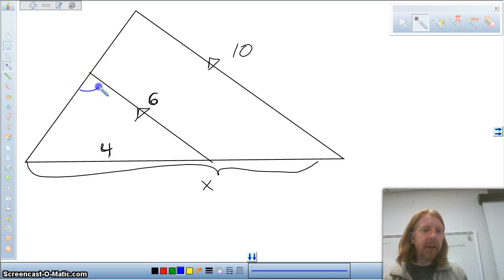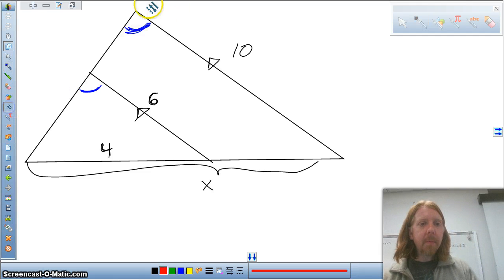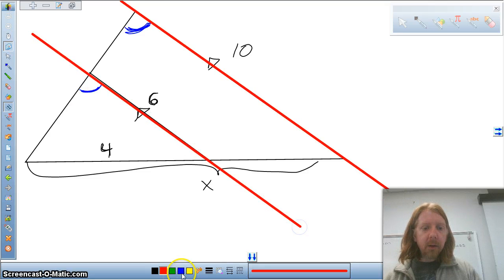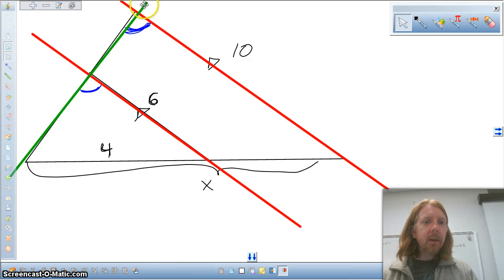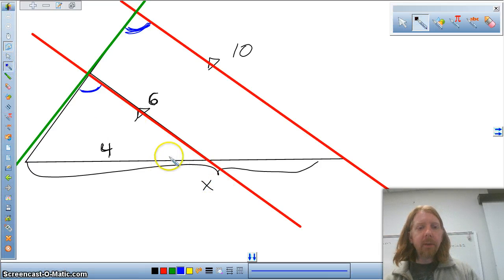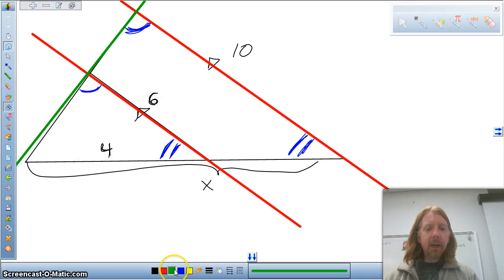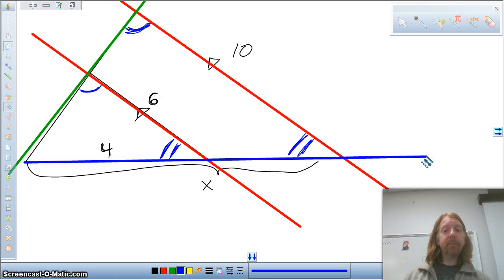For example, this angle right here and this angle right here are corresponding angles. I can see two parallel lines cut by a transversal. So that means I'm looking at corresponding angles. Likewise, these angles are going to be corresponding angles. Again, my red lines are my parallel lines. In this case, my blue line is my transversal.